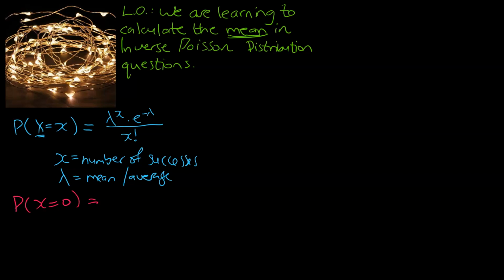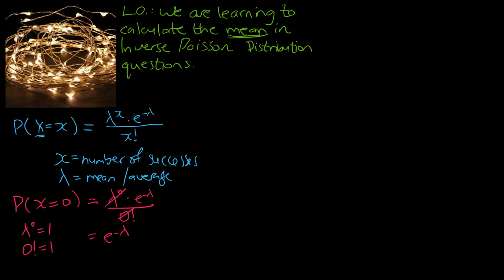And what we'll do is we'll find out that lambda to the power of 0 times e to the negative lambda divided by the factorial of 0. Well, lambda to the power of 0 is 1, and the factorial of 0 is also 1. So that strips away, which means in inverse Poisson questions, the probability is equal to e to the power of negative lambda. So the formula is actually quite straightforward. Let's get into a question and see how we go.